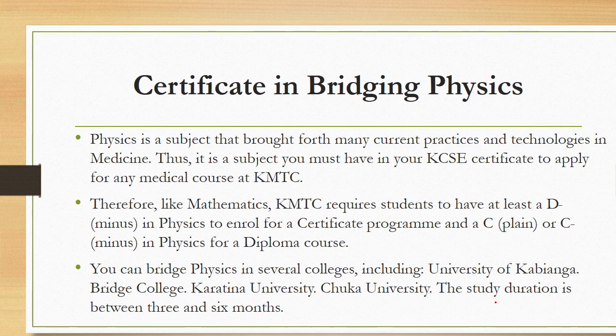and so on. Lastly, in our list, I believe is physics. So you can also get a certificate in bridging physics, and just like maths, you need to have a D minus in physics for you to enroll for this particular certificate. Of course, you need to have a C minus in physics for a diploma course, right? So these are very crucial subjects, ladies and gentlemen.